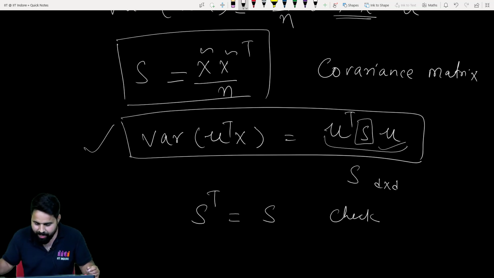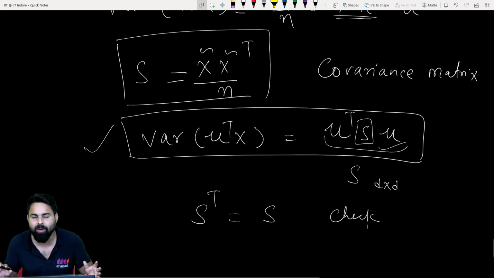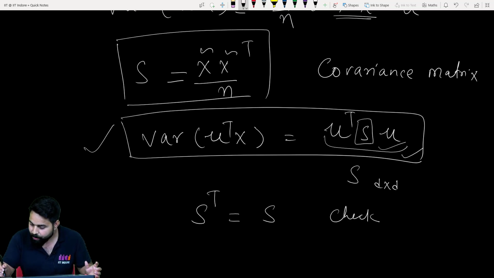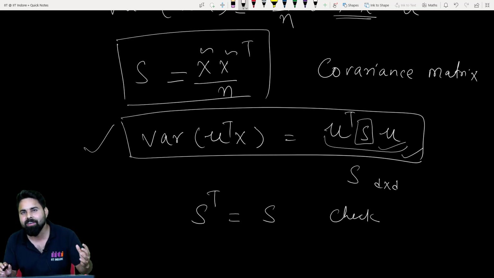Okay, very good. Now we will see that the direction u along which this variance will be maximum is nothing but the eigenvector corresponding to the largest eigenvalue of the covariance matrix S.